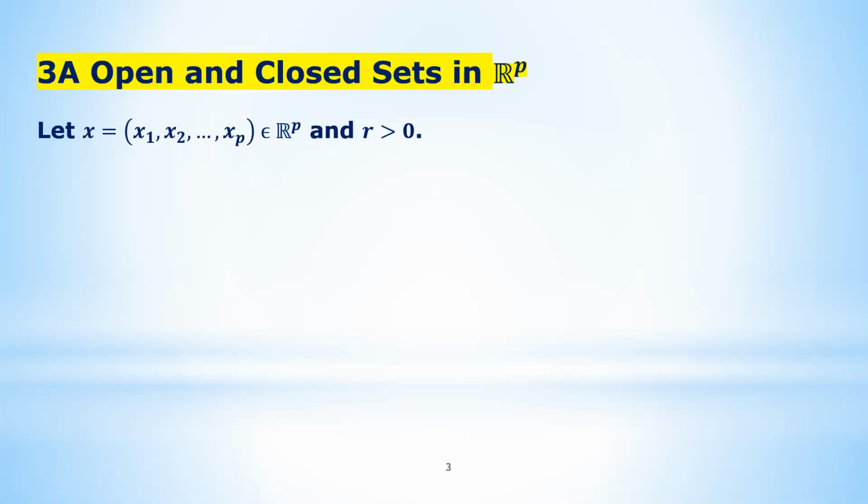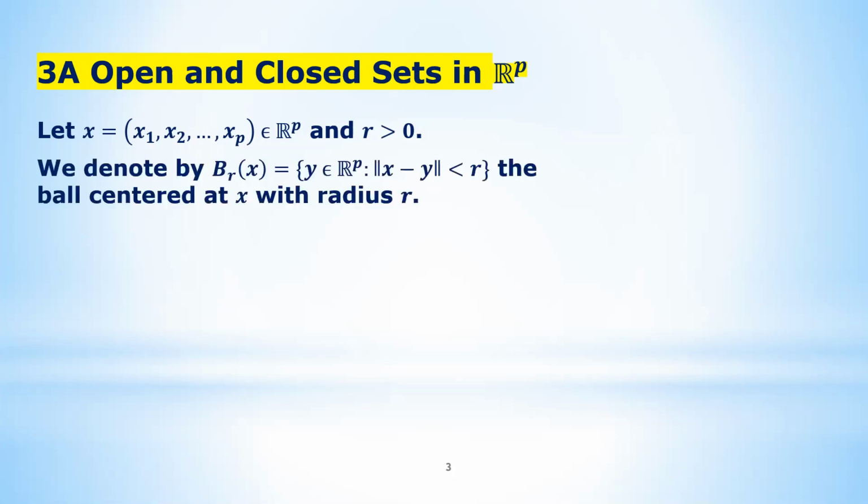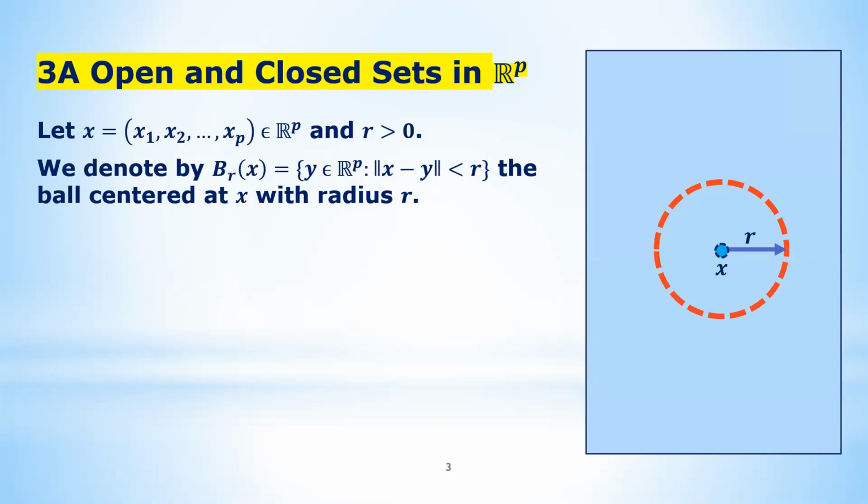Given a point x, you choose a positive number r greater than 0. Now we denote B(r, x), which is what we call an open ball with center at x and radius r. This open ball is defined to be the collection of all the points y such that the distance between x and y, the distance from the center, is less than r. Think about the two-dimensional case: it's an open circle. If it's the three-dimensional case, it's just an open ball.